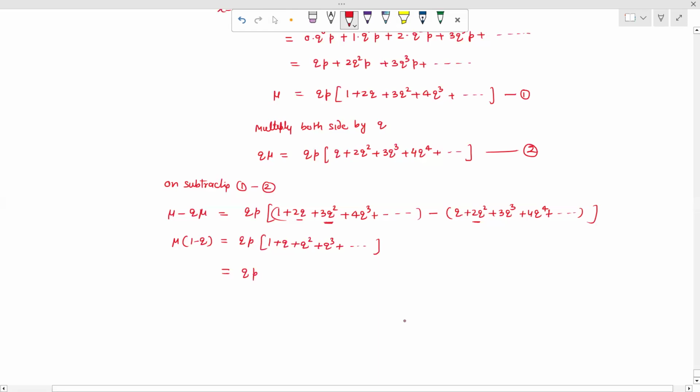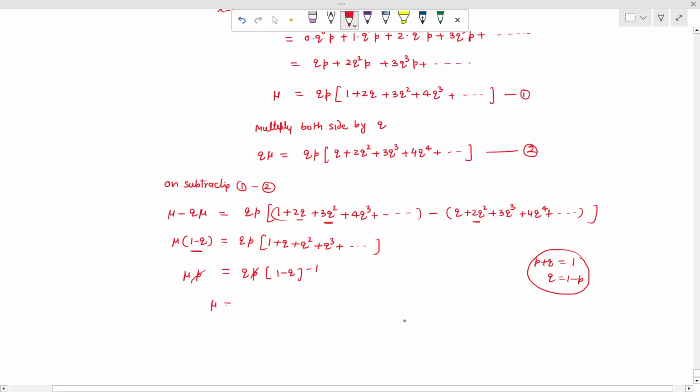this is the expansion of 1 minus q raised to the power minus 1. Or what is the value of 1 minus q? The value of 1 minus q is p. Okay, so we know that p plus q equal to 1. So q equal to 1 minus p. Probability of success plus failure equal to 1. So p and p cancelled.